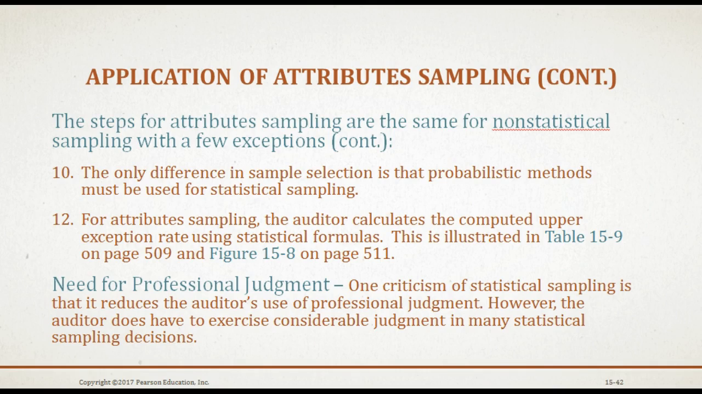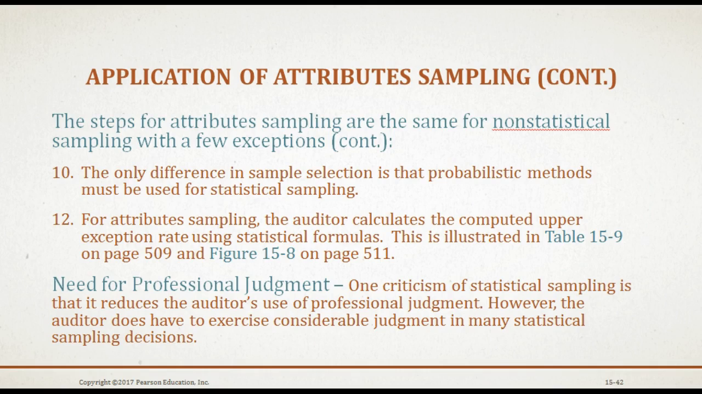The only difference in sample selection is that a probability sampling method must be used for statistical sampling. For attribute sampling, the auditor calculates the computed upper exception rate using a statistical formula. This is illustrated in Table 15-9 on page 509 and Figure 15-8 on page 511 of your textbook.